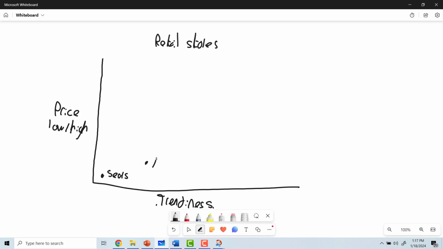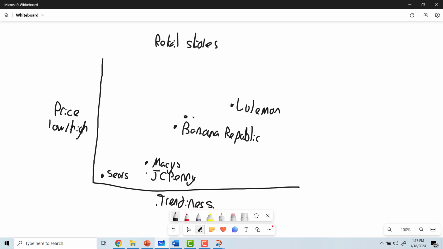Maybe we'd have Macy's. JCPenney was probably a little bit less trendy than Macy's. Let's have maybe trendiness, but a bit pricier, Lululemon. We'd have Banana Republic, maybe mid-market. And remember, I'm kind of a quant person, so I don't know anything at all about fashion. Urban Outfitters. Then we'd have maybe Nordstrom.